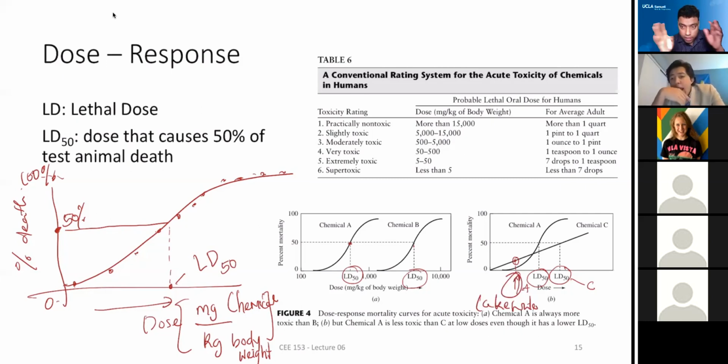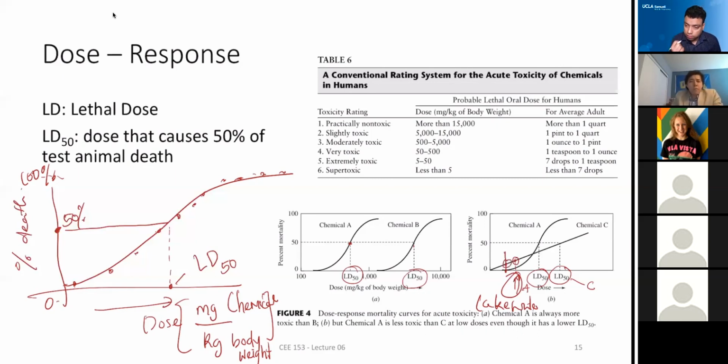LD50 just gives you an idea of whether this is more toxic at certain doses, what dose is required to kill 50% of the animals. But in the environment, that concentration could be way below the LD50, and there you have to make the assessment. In this case, the dose response curve will help you. For instance, if your environmental concentration is somewhere here, you draw a line here, and you see the effect for chemical C is much higher.